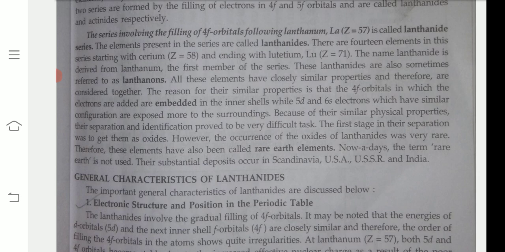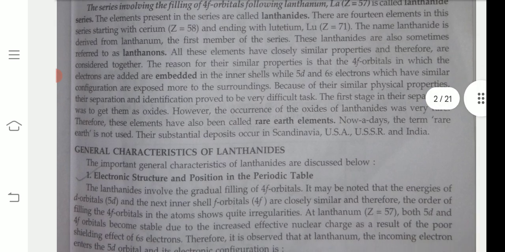There are 14 elements in this series starting with cerium and ending with lutetium. The name lanthanide is derived from lanthanum, the first member of the series. These lanthanides are also sometimes referred to as lanthanons. All these elements have closely similar properties and therefore are considered together.